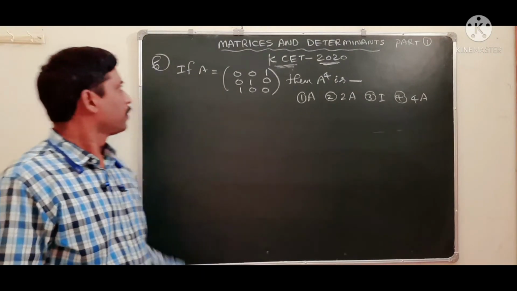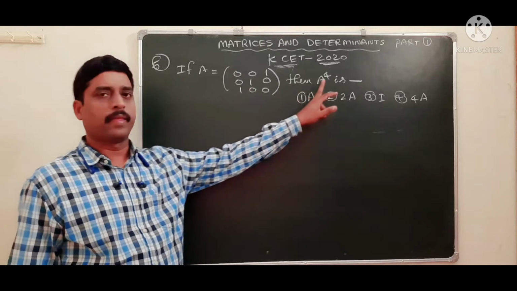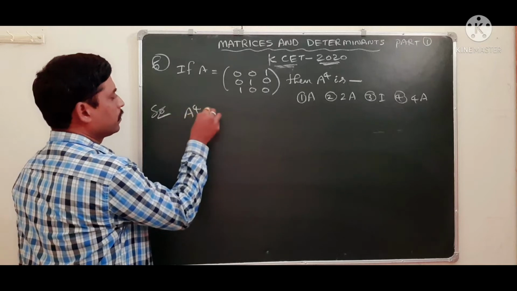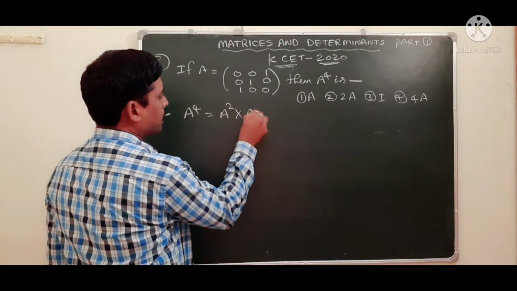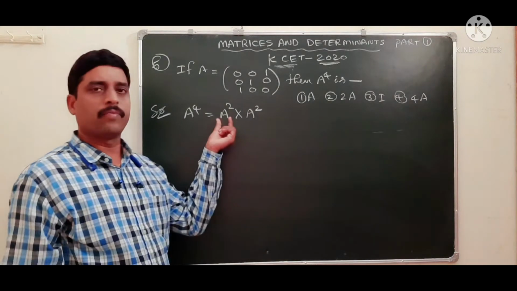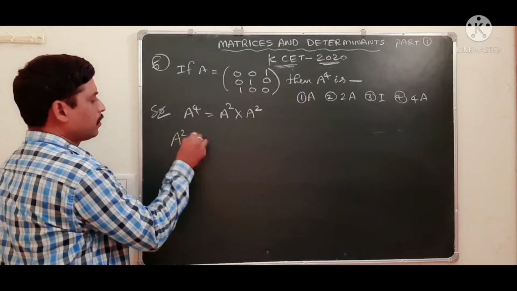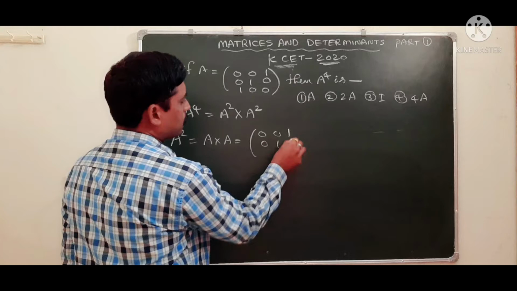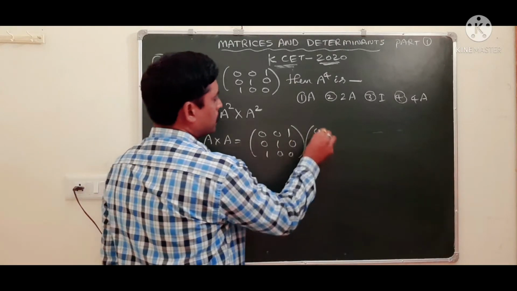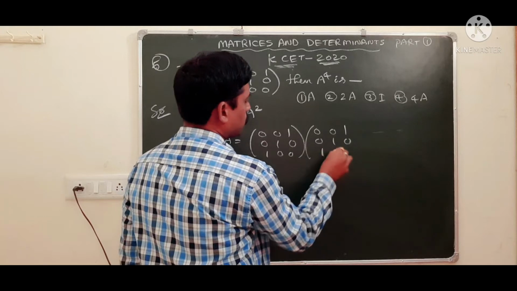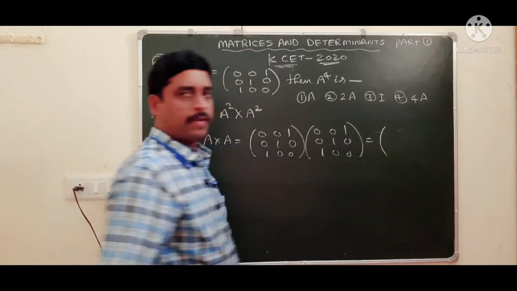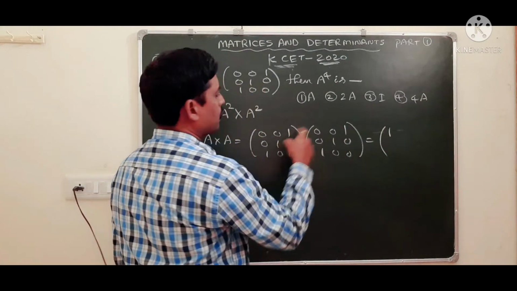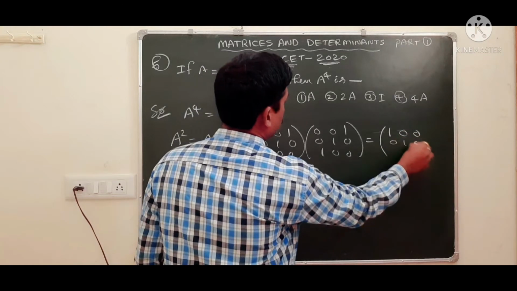Let us go to the next problem. If matrix A is given, then find A to the power 4. A to the power 4 can be written as A square into A square. First, we have to find A square, which is A into A. Matrix A is 0, 0, 1; 0, 1, 0; 1, 0, 0 into the same matrix. The first row multiplied with the first column gives 1, and the first row multiplied with the second column gives 0. So this is the unit matrix.